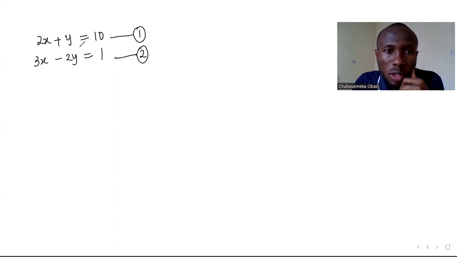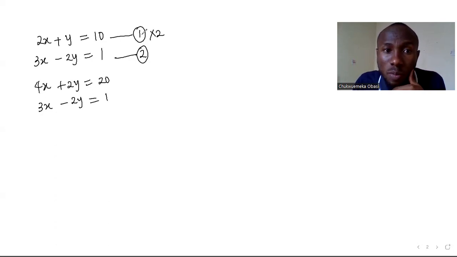So now for question 1, I would like to multiply this whole equation by 2. If I do that, I'll have 4x, then 2y, and then 20. Equation 2 will just remain the same: 3x minus 2y is equal to 1. The reason why I have to multiply everybody by 2 is that I want to make the quantity of y the same. That is the only way you can eliminate it, when the quantities are the same.